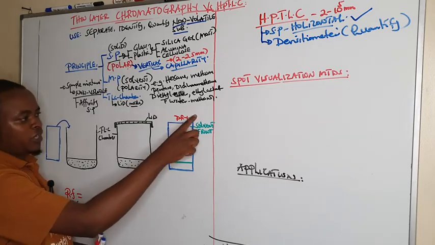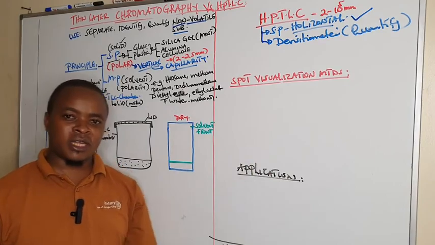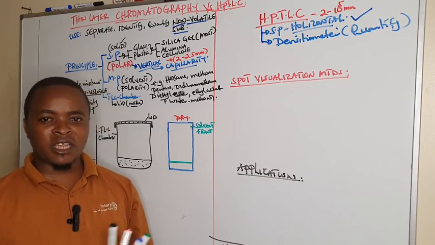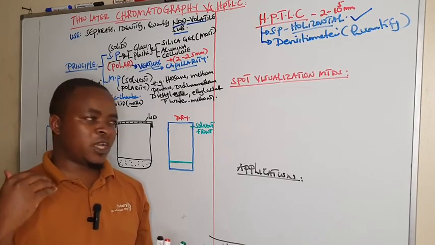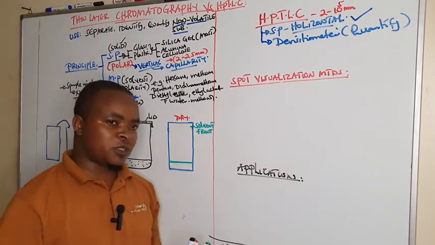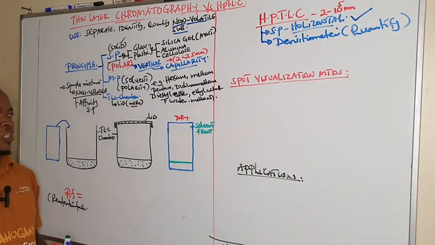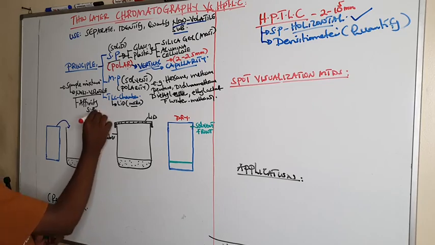Afterwards, we are able to visualize the spots by using different methods like UV light. We stain with a fluorescent dye and examine using UV light, or we can use iodine or potassium permanganate, depending on the non-volatile substance being separated. So let us look at the procedure. What is the procedure?